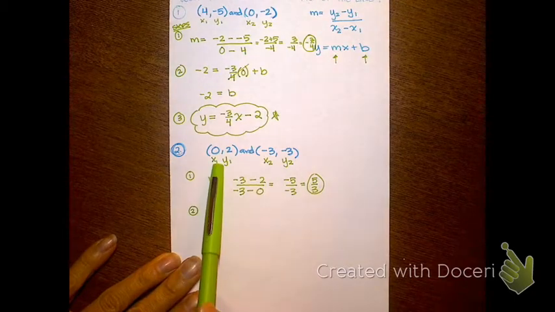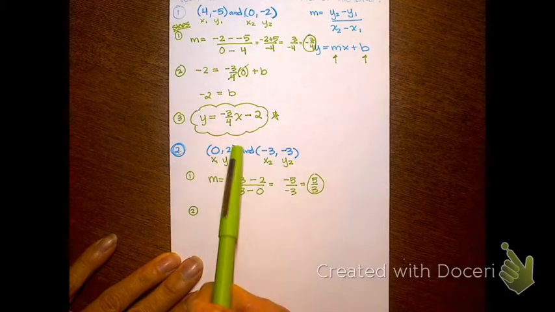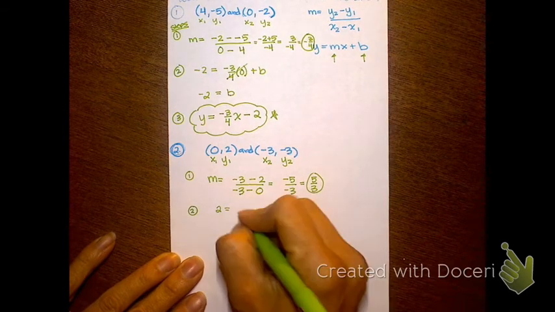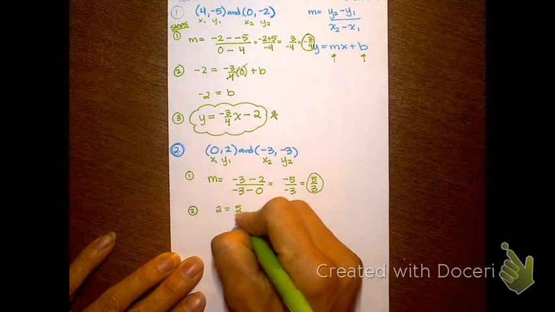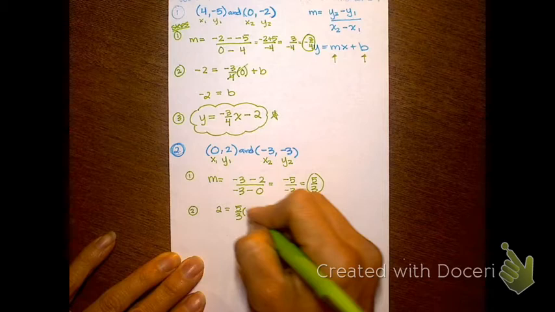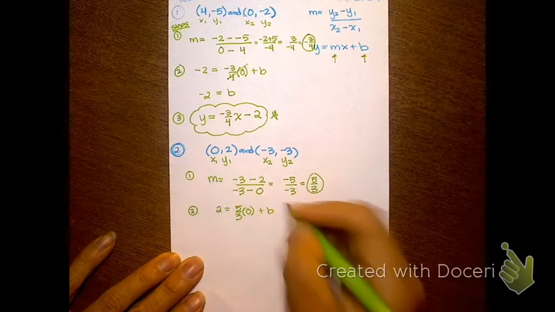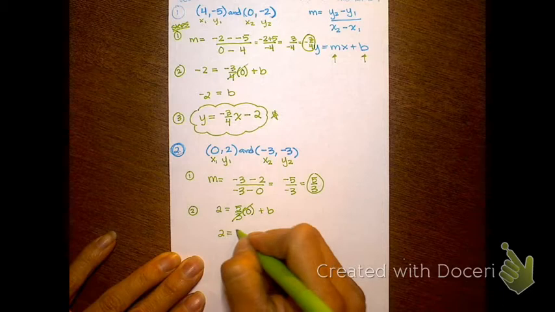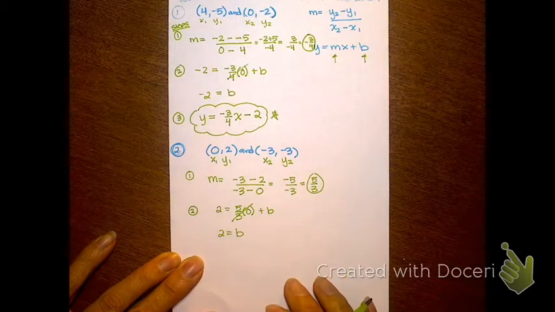The first one. So I'm going to plug this in. Remember, I'm plugging it into y equals mx plus b. So y, which is 2, equals m, my slope that I found was 5/3, times x plus b. Now, this makes 0, right? So what is b equal to? 2 when I solve for b, right?